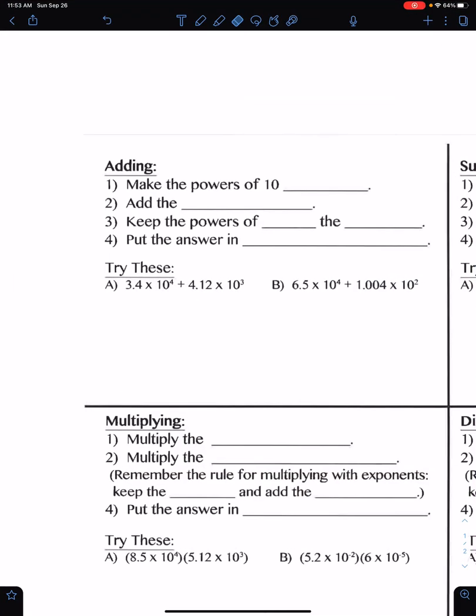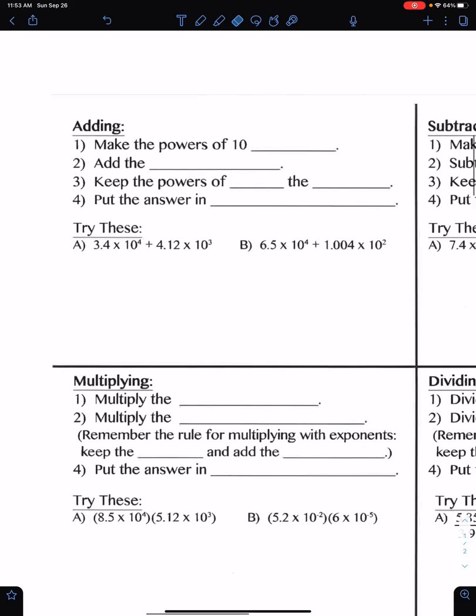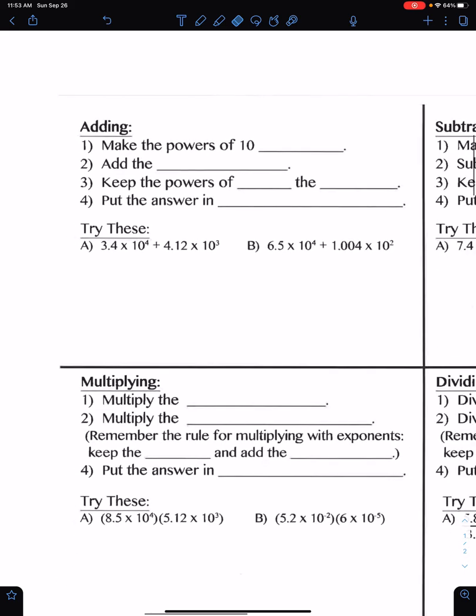Right, today we're going to be talking about adding and subtracting with scientific notation. When we add or subtract, we want to make sure the powers of 10 are the same. That's your first step, to make sure that the exponent on the 10 in both numbers is the same. Then we're going to add the factors. The factors are the part that you're multiplying by the power of 10, the first part of the number. And then we're going to keep the powers of 10 the same.